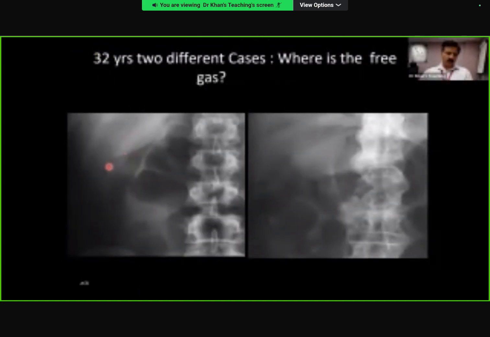Now this is free gas under the liver, and this is an exam sign where the falciform ligament is outlined by the gas. I'm sure all of you know this, and you have to point it out to the examiner that this is what it is.